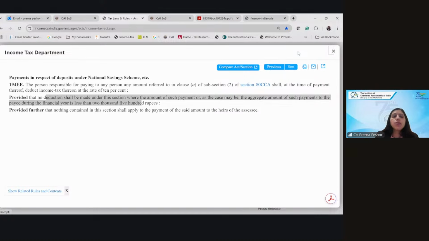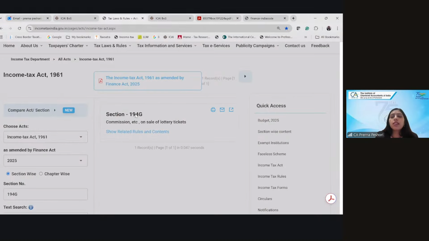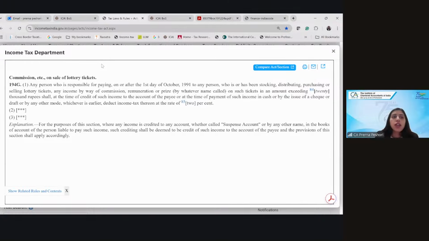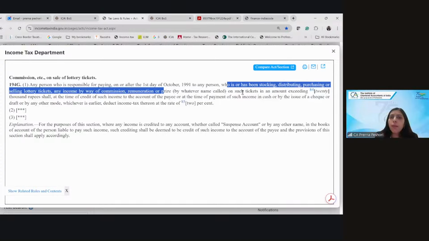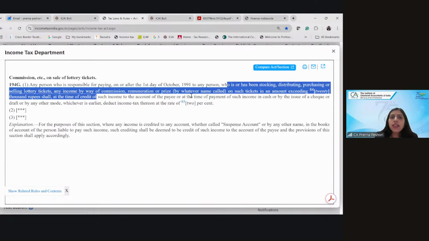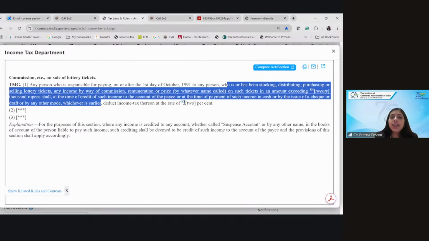Okay. Next is 194G, commission on sale of lottery tickets. Any person who is responsible for paying to any person who is or has been stocking, distributing, purchasing or selling lottery tickets, any income by way of commission, remuneration or prize on such tickets in an amount exceeding 20,000 rupees shall at the time of credit or at the time of payment, whichever is earlier, deduct income tax at the rate of 2%.